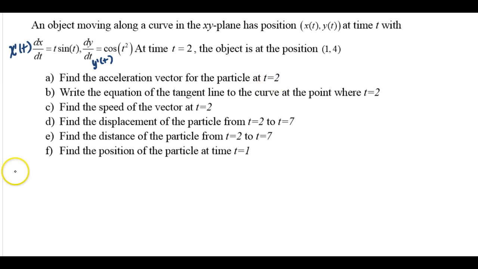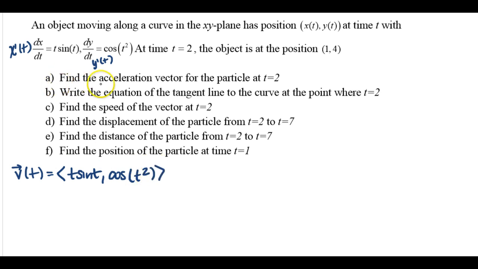So what I'm going to do is write down what I have. I have v of t equals, and I'm going to choose to use the brackets, even though here we're given our information in parentheses. Just to remind ourselves, this is a vector. So v of t is t sine t and cosine of t squared.